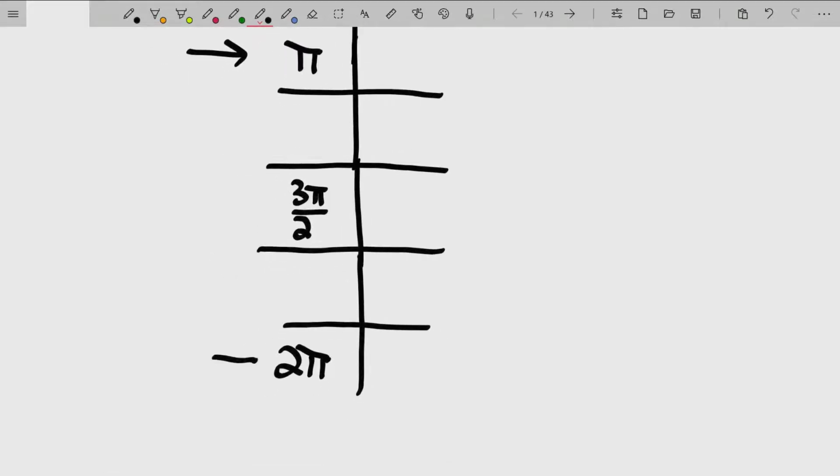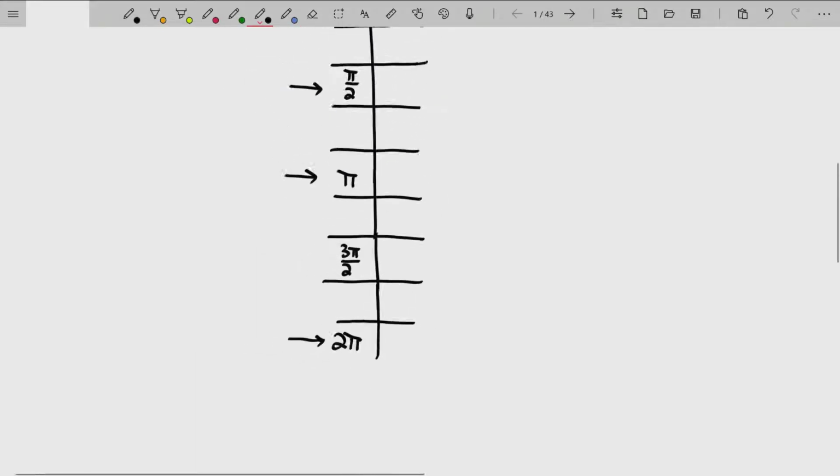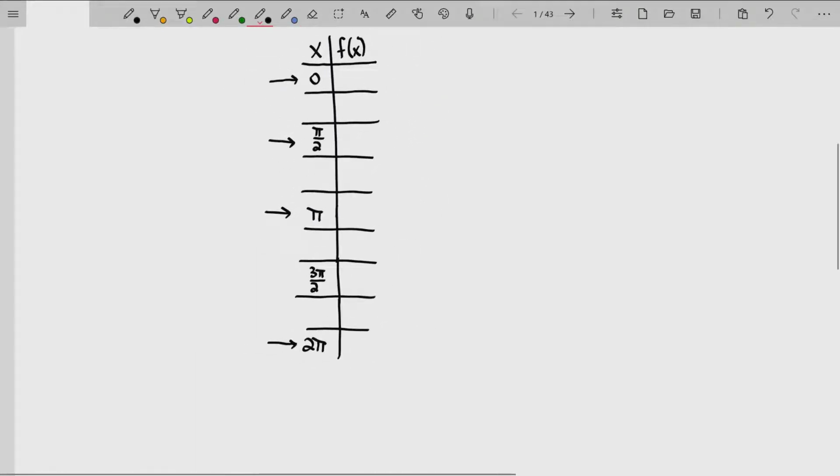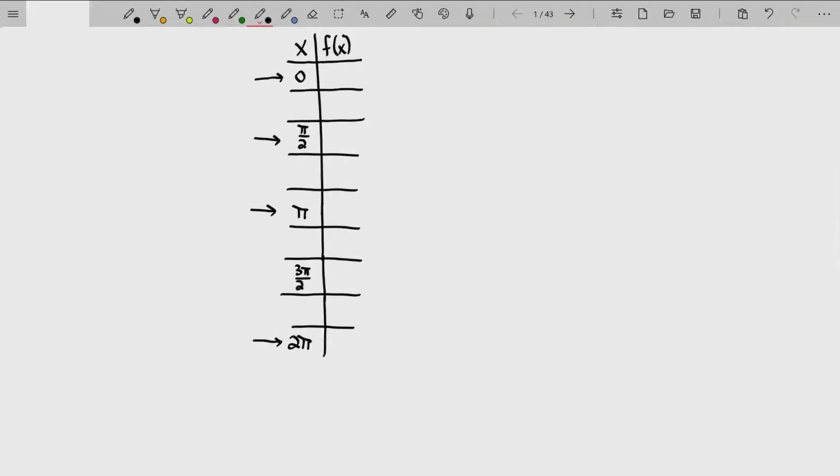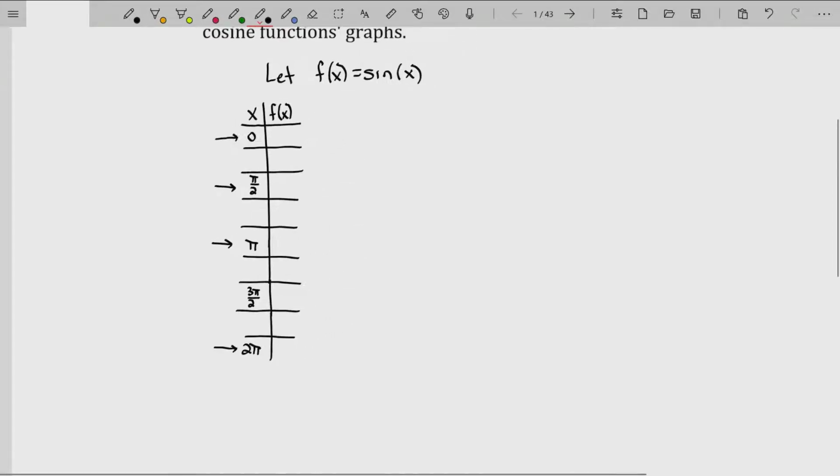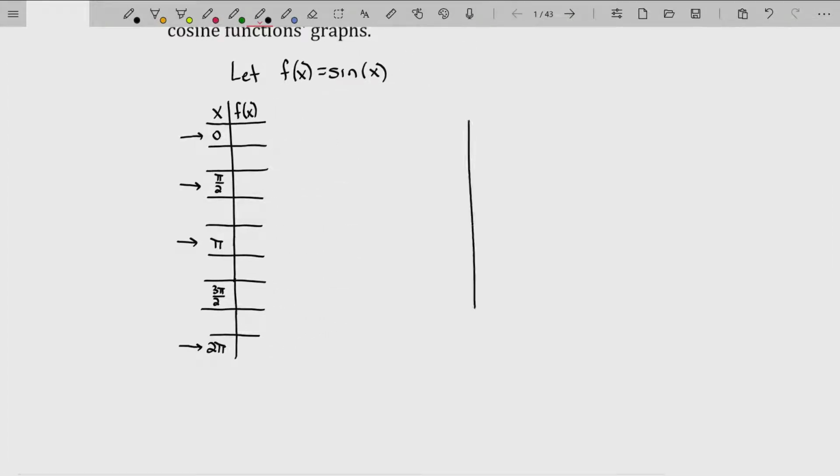Now, the reason why I'm only going to 2 pi, I could go much further than that, honestly. But I'm only going to 2 pi because we know that the trig functions are based on the unit circle. And if you think about the unit circle and the sine function itself, the sine will return the y values on the unit circle.